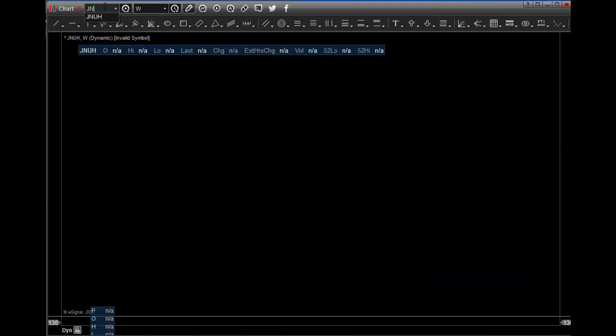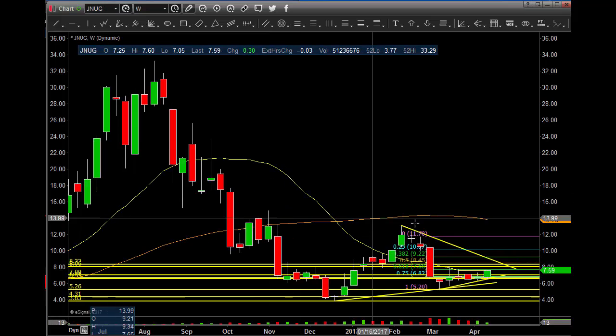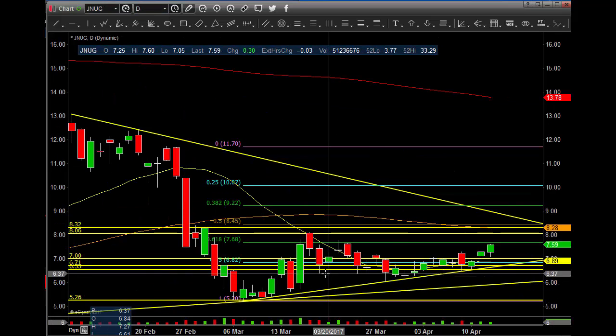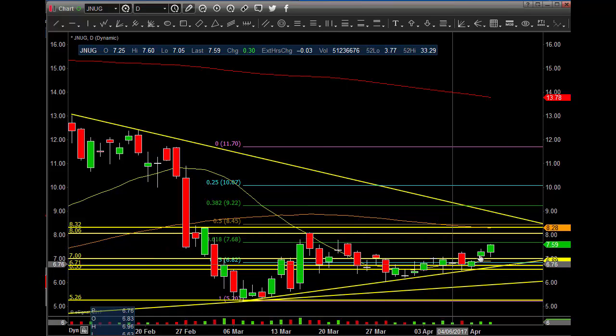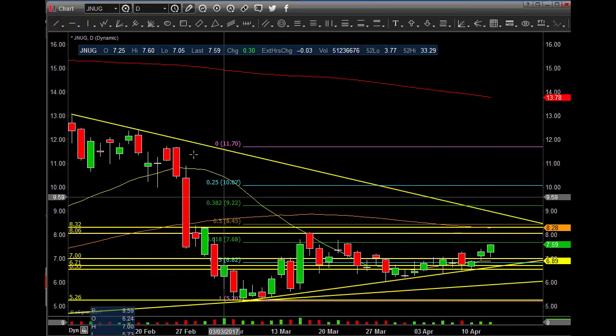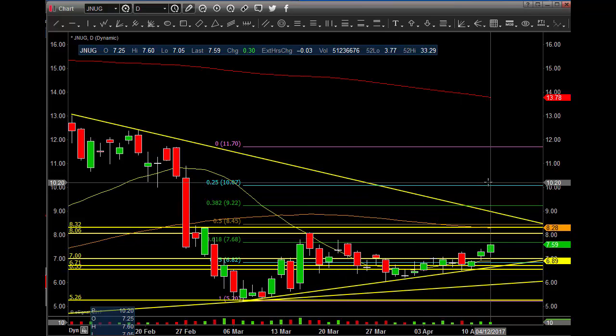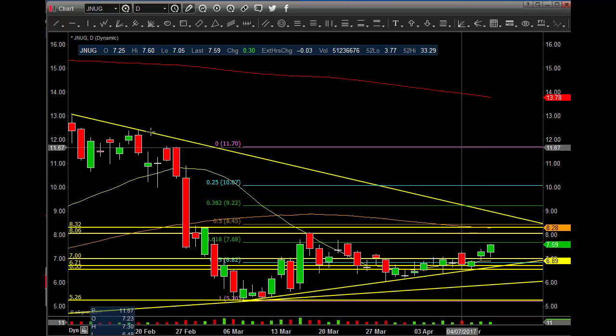JNUG. If I could get it in there. And JNUG on the daily, guys, remember we talked about that 20 MA, and we talked about this bullish pattern, and man, it's holding. Not the best, not the worst. Overall, it's still bearish, but you might still get a slight bullish pop here. You start getting it to the 10, 11.70.